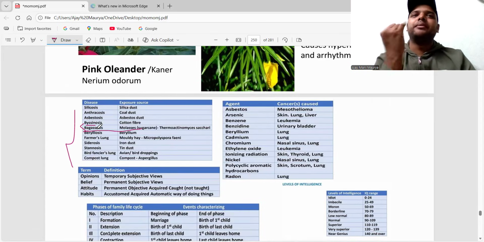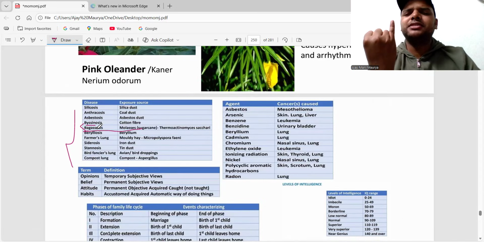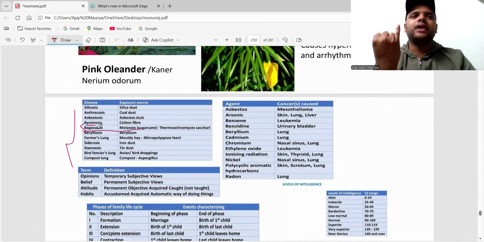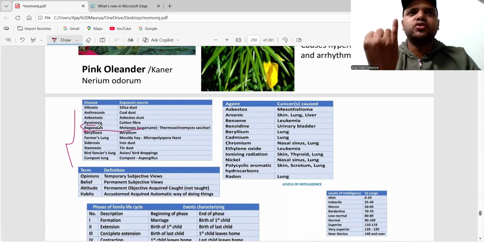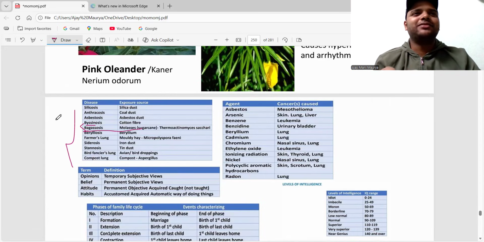Byssinosis, cotton. Bagassosis, 'su' means sugar. Okay, done. These two are very important.